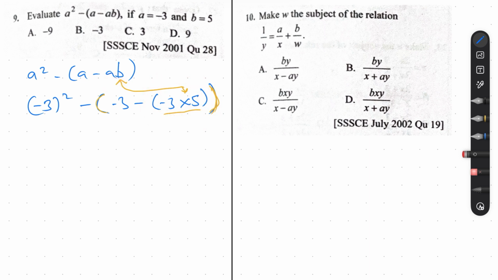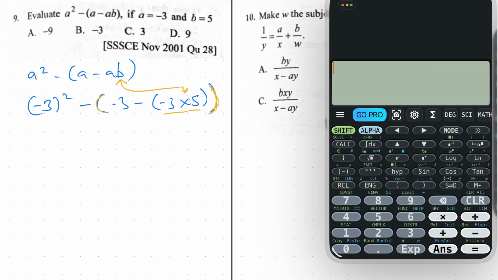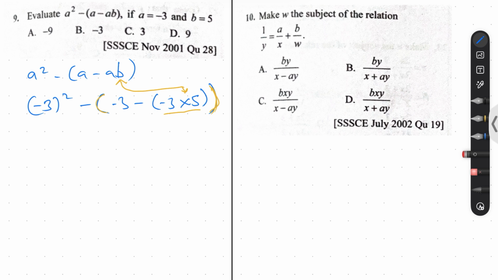Okay, cool. So let's put this in our calculator instead of wasting time. We have -3 squared minus another bracket -3 minus another bracket -3 times 5, brackets closed. So the calculator says our answer is -3. Do we have a -3 here? Yes, we have it here. So we circle that as our answer.